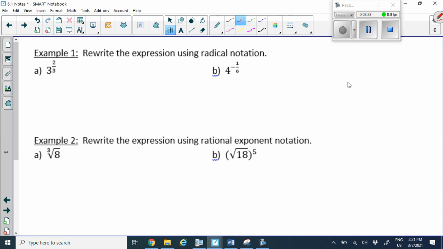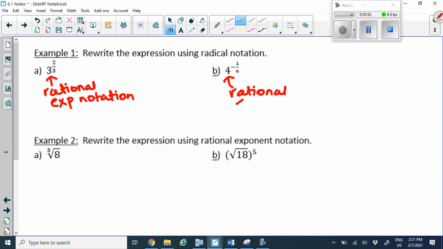Okay, so for example 1, we're going to rewrite the expression using radical notation. So this means that our a and b, for example 1, are already in rational exponent notation. So I'm going to go ahead and place that so you guys know. So this is rational exponent notation. So then this will help us when we need to do example 2. Okay, so we need to rewrite it in that radical form.